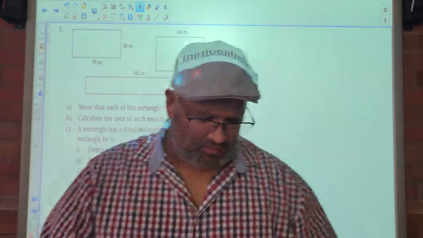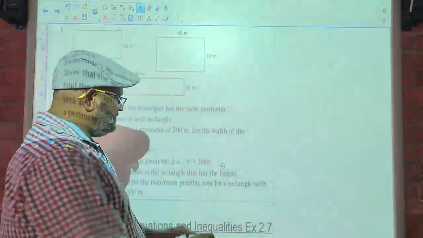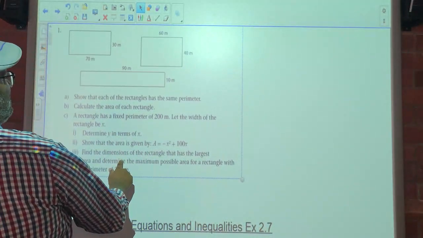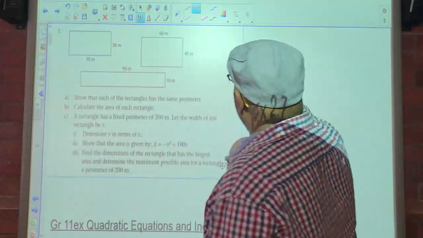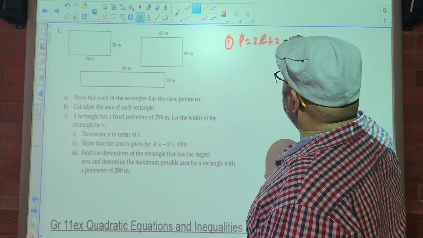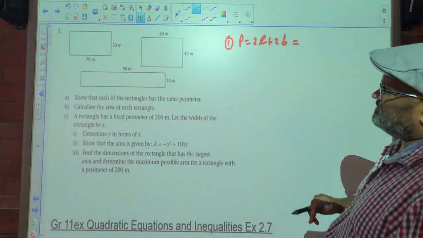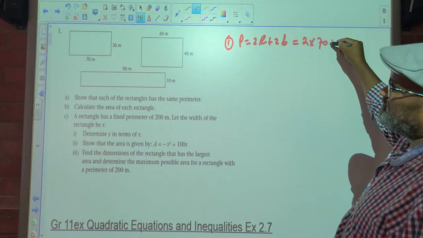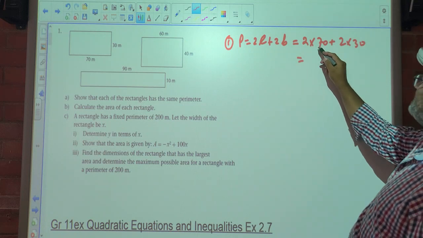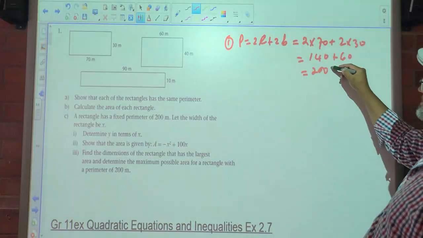So here in number 1 we are told to show that each of the rectangles has the same perimeter. So let's go, number 1. Perimeter is going to be 2 length plus 2 breadth. Not so? Just stop here, we're not going too fast. 2 length plus 2 breadth, so it's simply going to be 2 times 70 plus 2 times 30, which gives me a perimeter of 140 plus 60, which is 200. You all agree with that?